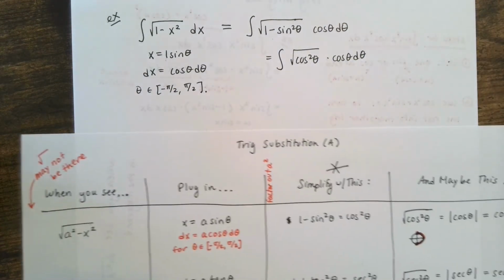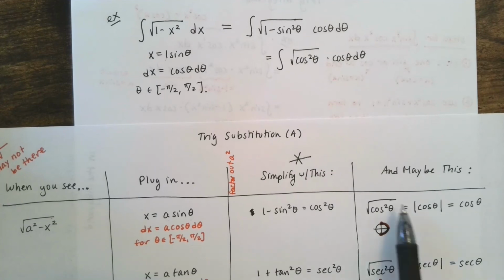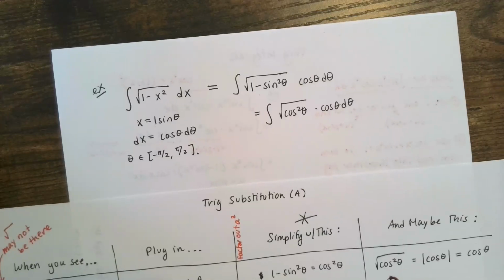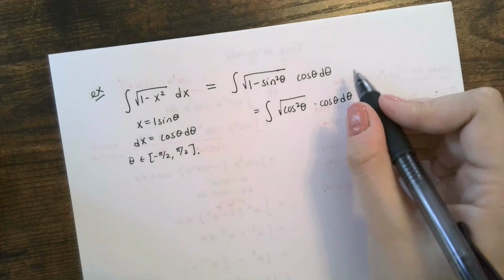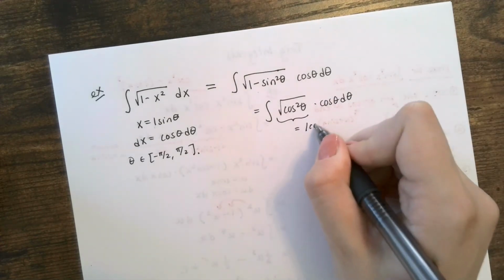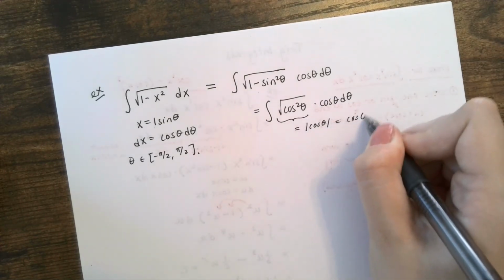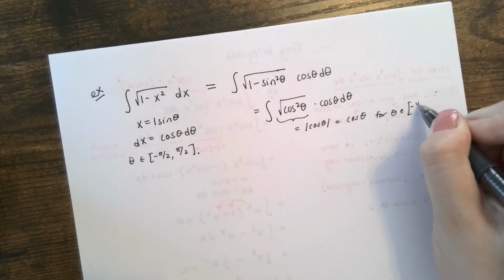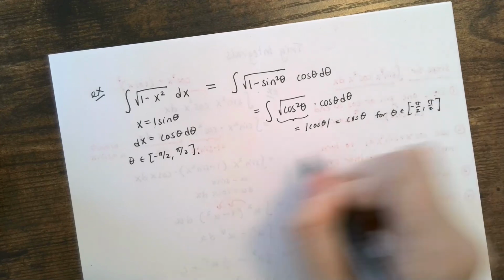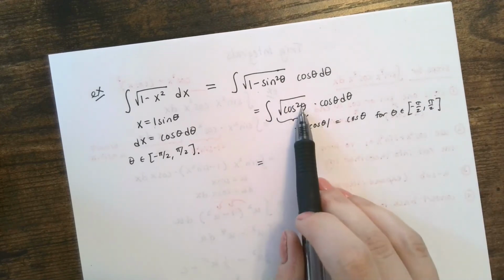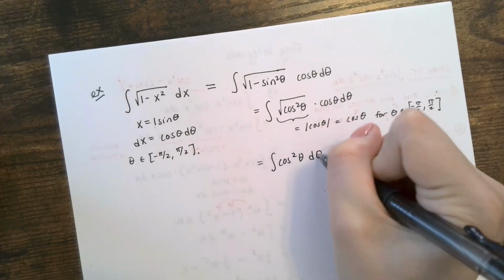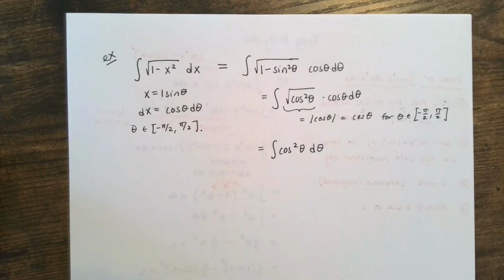All right, and then we are going to use that final column here. For this particular range of theta, the square root of cosine squared is just cosine. So I'm going to make a note to myself: this isn't always the case, but here it is. All right, so what I have is a cosine here times another cosine here. So I'm actually integrating just cosine squared theta d theta.